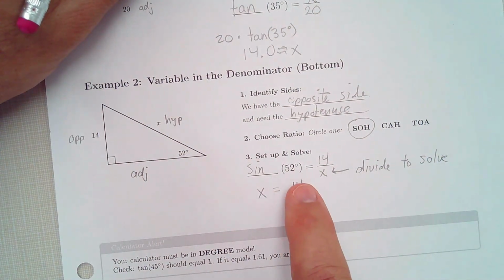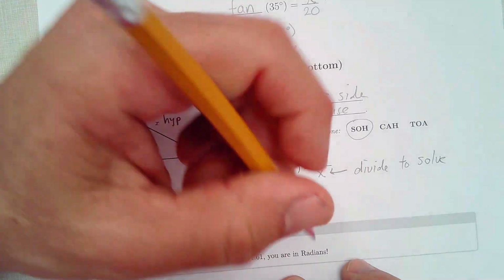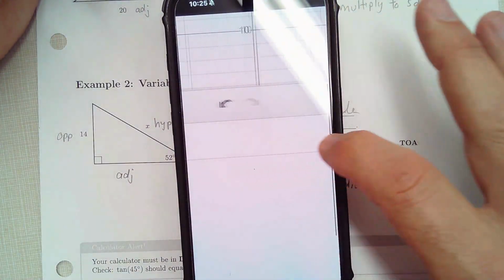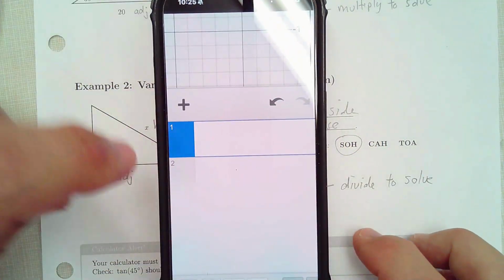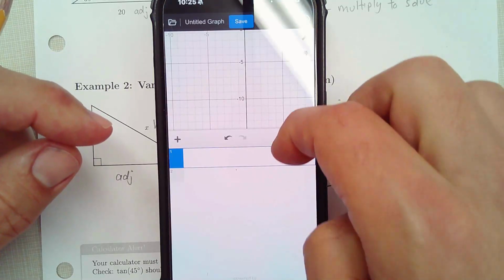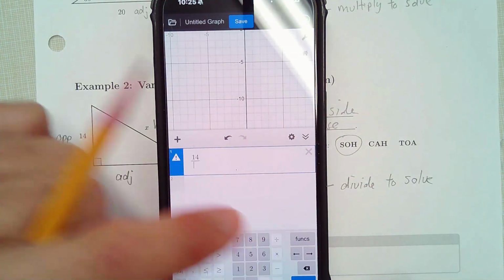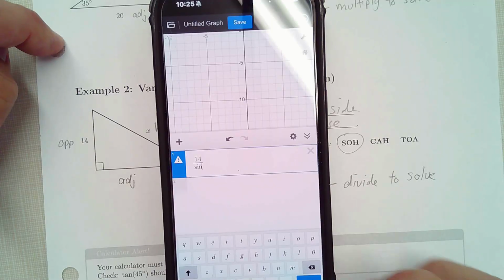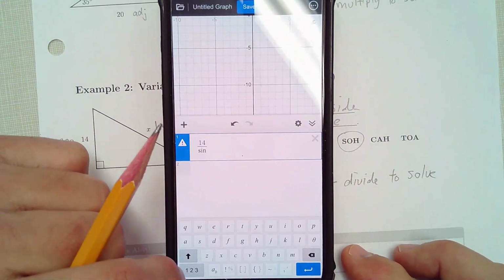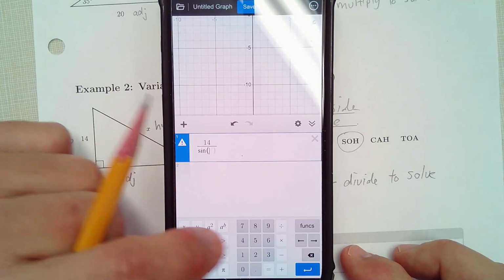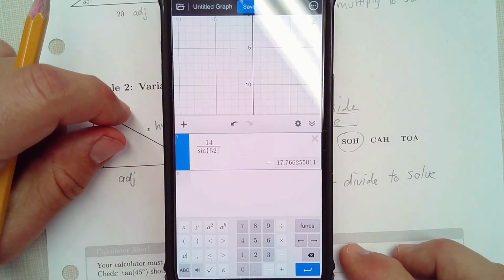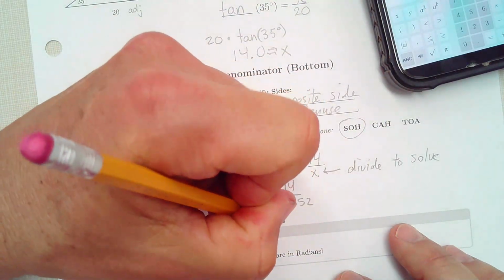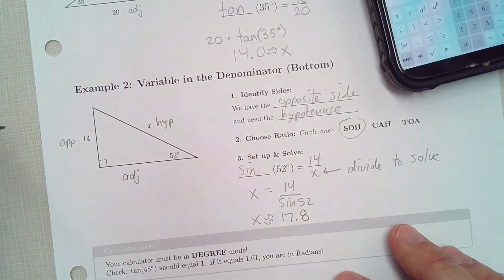And dividing means it would be 14 divided by the sine of 52, and x is about, so let me put that here, 14 divided by the sine of, I think I said 52? Yeah, 52. So in parentheses, 52. And it is 17.8. So that's about 17.8. You got to round to the nearest tenth. And so that's it, right?